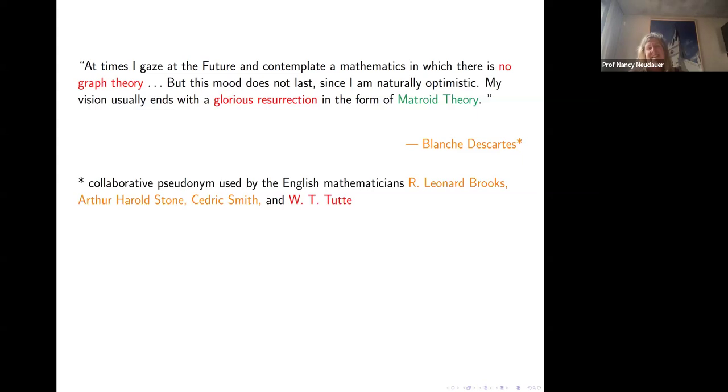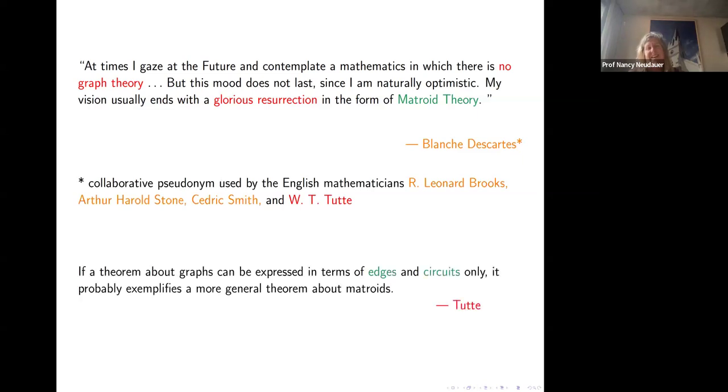I said this quote at the beginning, but coming back to Tutte, you might see a little bit now that if you can express a theorem in terms of only the edges and circuits of a graph, can we extend that more generally to a theorem about matroids? So I want to think about problems we can reframe like this, but I want to also give you an example of one that I did.